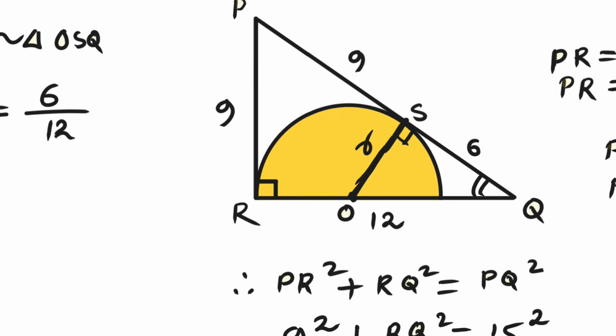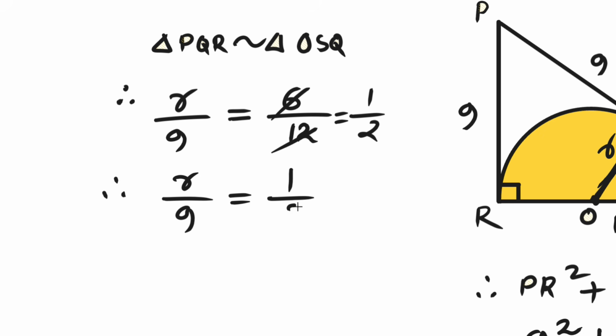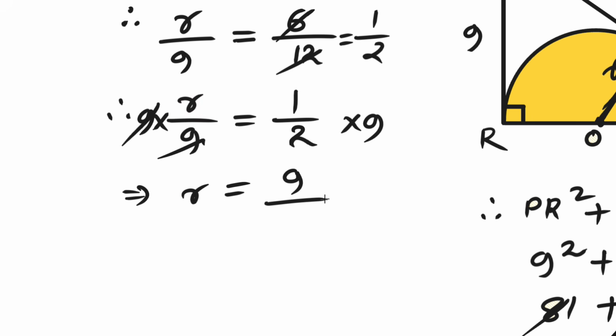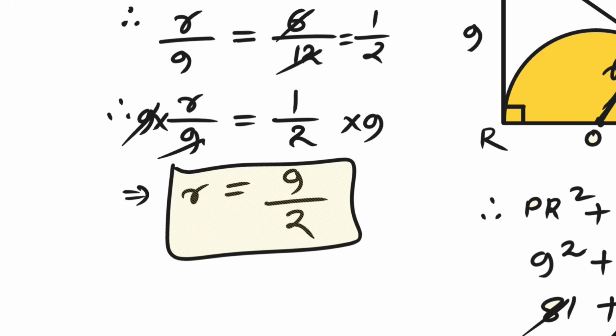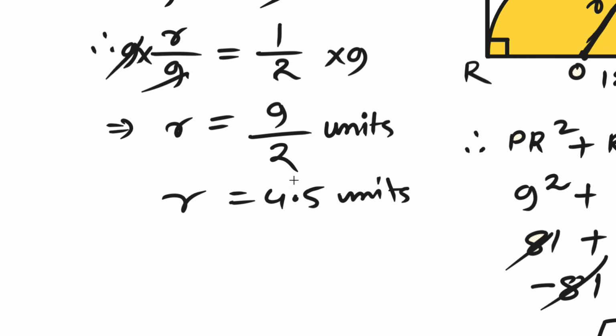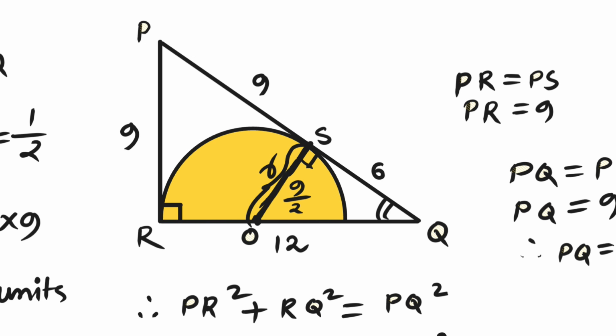Now let's simplify the fraction on the right. 6 divided by 12 is 1/2. Therefore, R divided by 9 equals 1/2. To isolate R, multiply both sides by 9. We get R equals 9 multiplied by 1/2, which is 9 divided by 2. So the radius of the semicircle is 9/2, or 4.5 units. Notice how efficiently the similarity relationship gave us the radius without needing to calculate the position of the center directly.